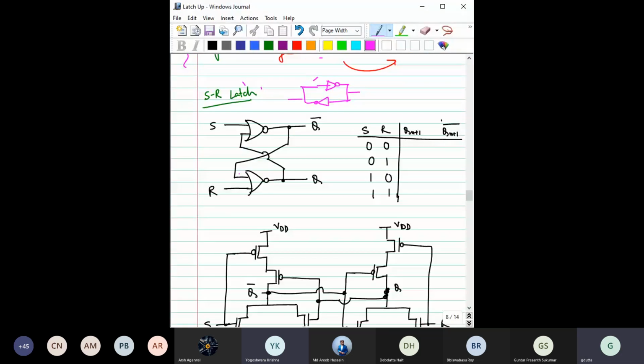This SR latch can be implemented by a NOR gate or by a NAND gate. Suppose we are implementing it using a NOR gate. This is the NOR implementation. If you implement it using NOR gates, then the circuit would look like this. Do you agree or disagree with me? This is the SR latch. What would be the characteristic table, which is basically a modified version of the truth table?